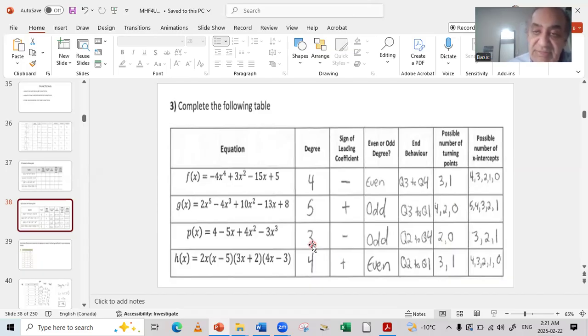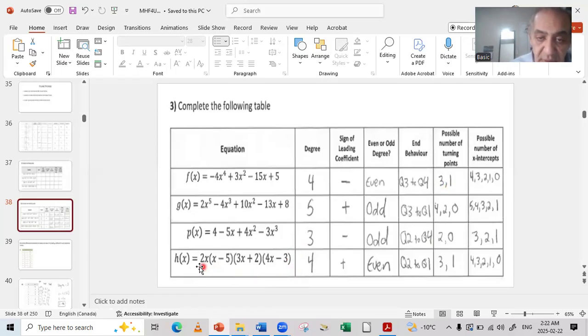With the turning points, for an odd degree it will take n minus 1, which is 2, and it will be even numbers. And for an even degree, it will be n minus 1, which is 3, so it will be 3 or 1, but we can't say 2. So for the even degree we cannot say 2, and for the odd degree we cannot say 1, like this one.